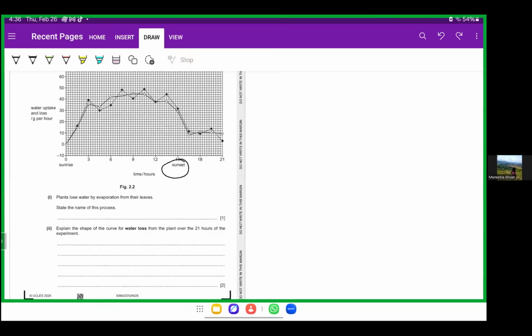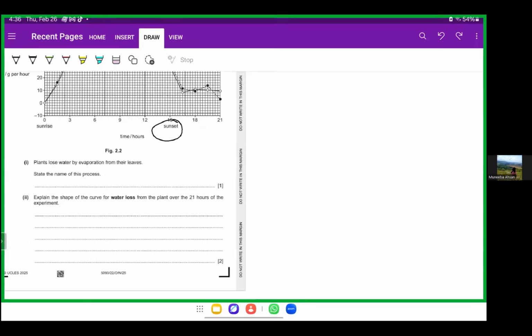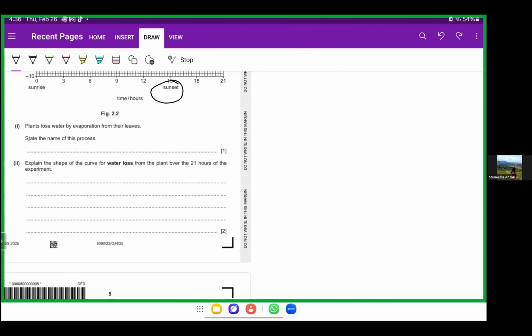Now let's move on to the questions. The plants lose water by evaporation from their leaves. State the name of this process. So I've already mentioned earlier that it is transpiration, because the plant is losing water, it is not sweating. Obviously, it's what? Transpiration.